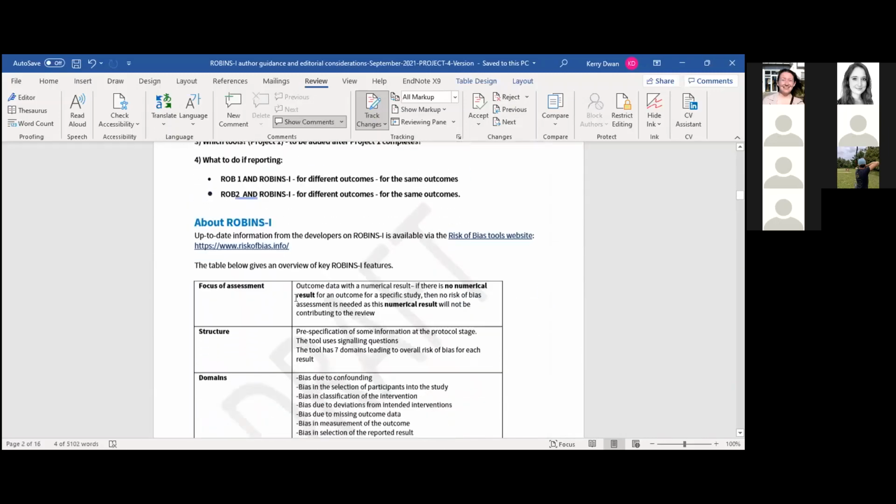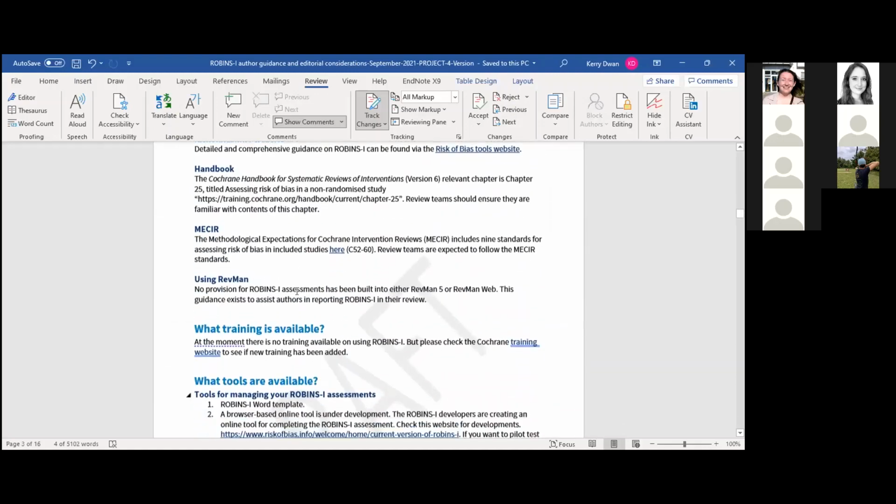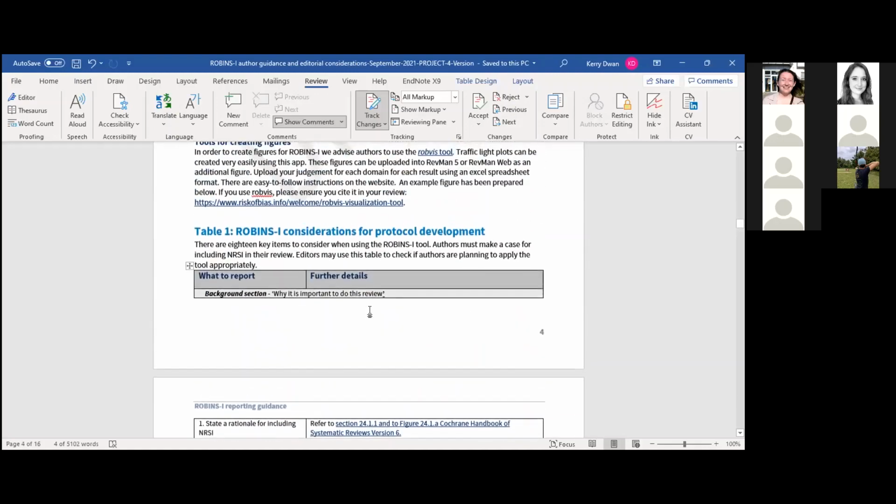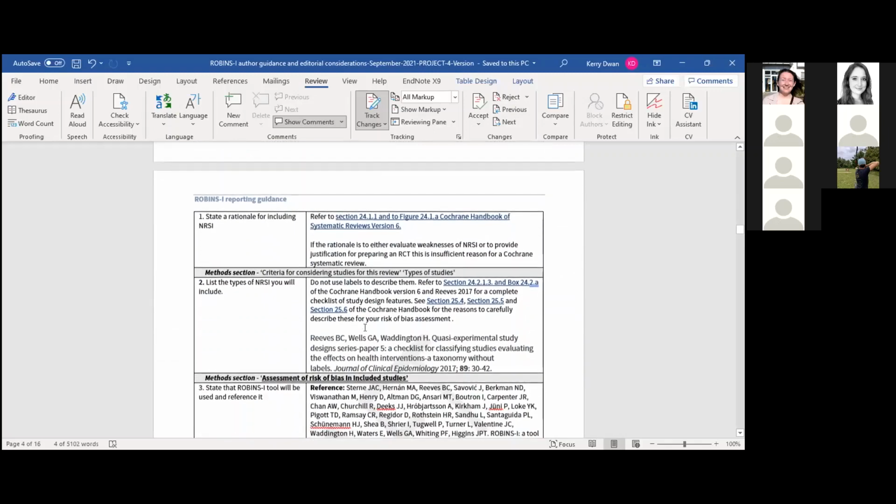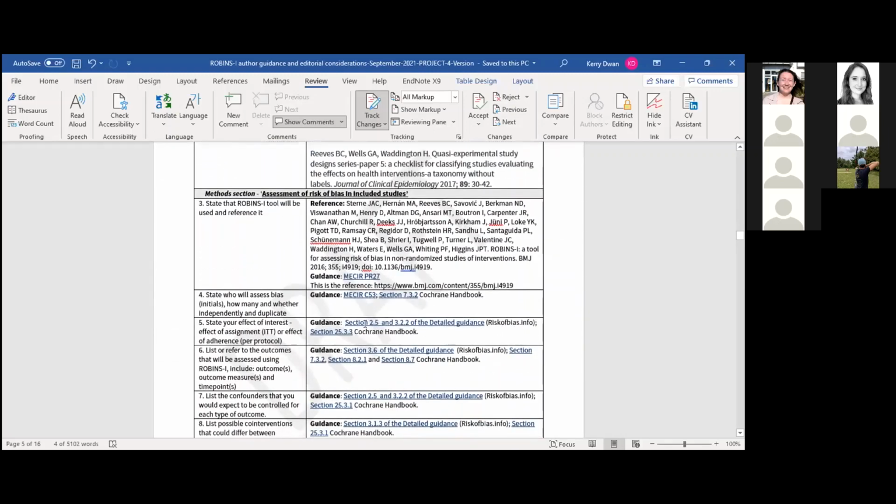And as I said, it's got these checklists of what to include in the protocol and the full review as well, which can be helpful for those of you who have looked at our guidance for Risk of Bias 2.